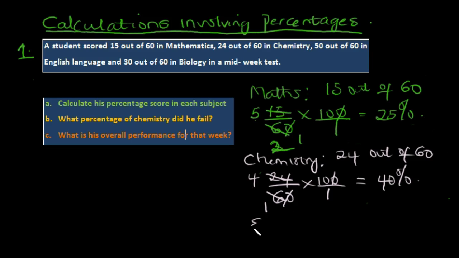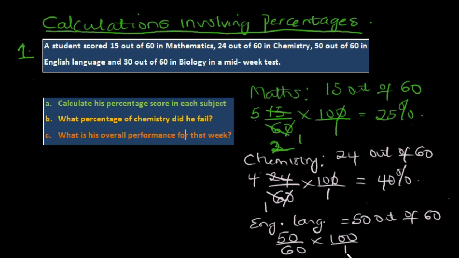Now he had in English language 50 out of 60. How do we convert that? Same process. 50 divided by 60 multiplied by 100 all over 1. 0 cancels 0. 2 can go here in 3 places, and 2 can go here in 25 places. So we have 250 all over 3, which when you do the calculations, you have 83.33%. This is a pass mark.